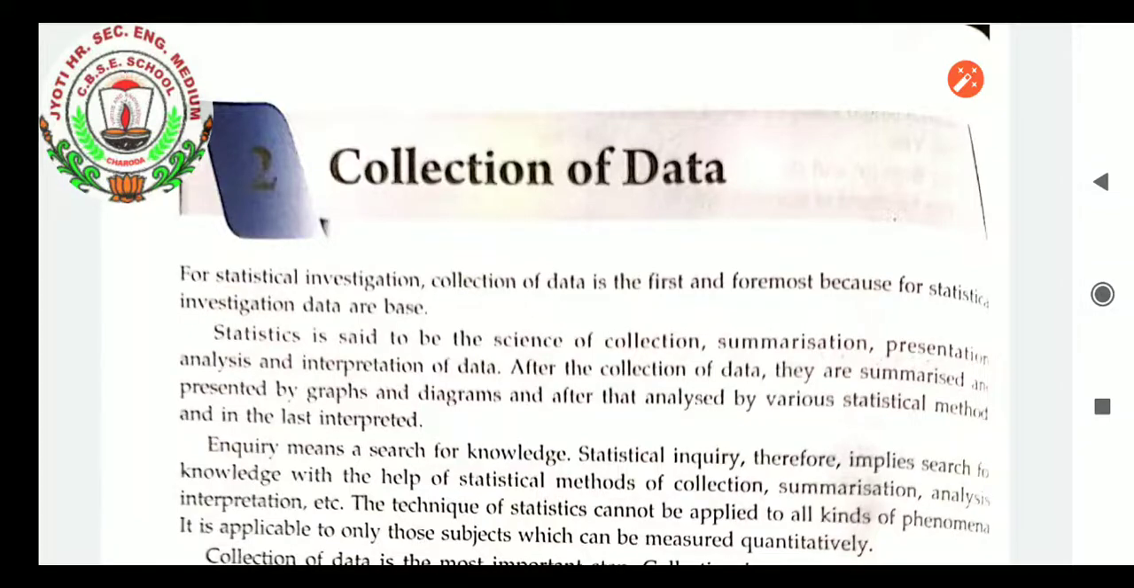Because of that, it is very important to know how to make collection of data, what can be the source of collection, what will be the criteria of collection. All this objective will be fulfilled by learning this chapter, that is collection of data.